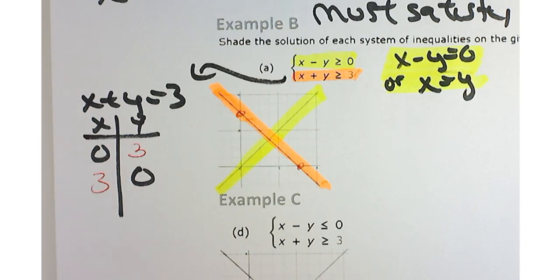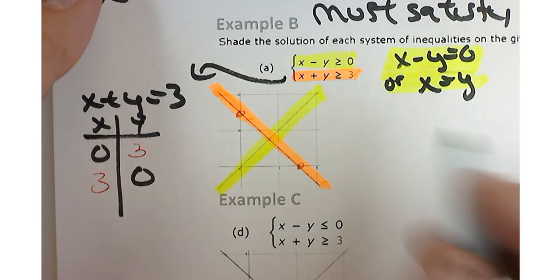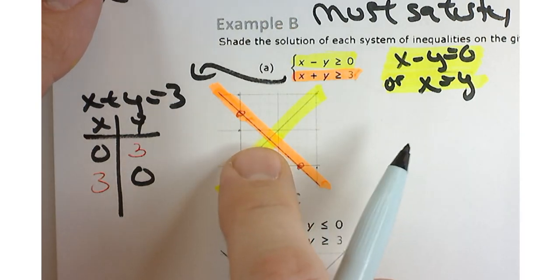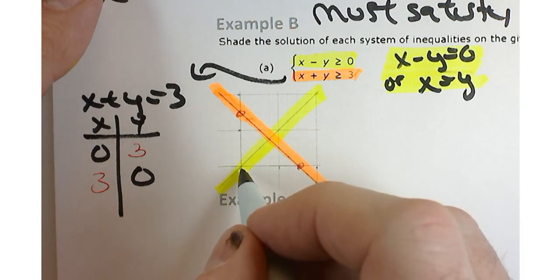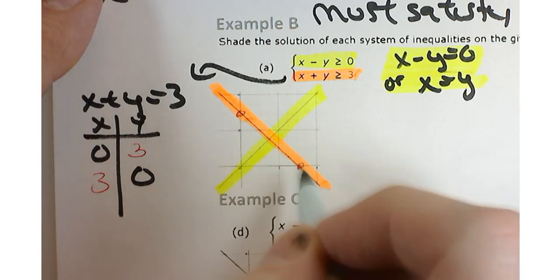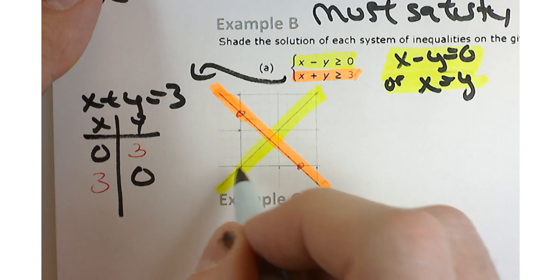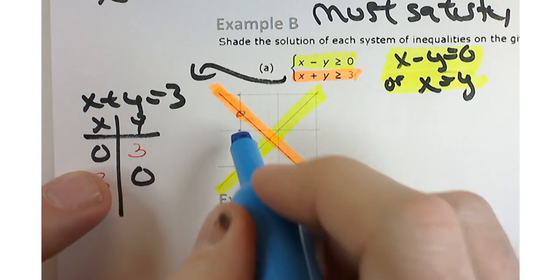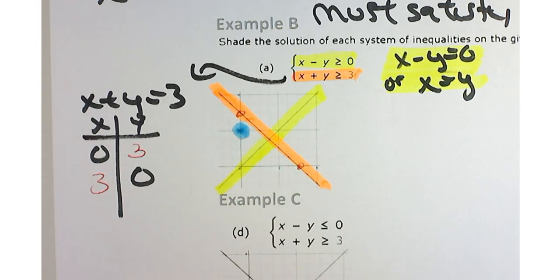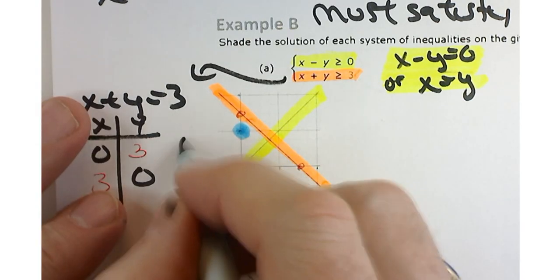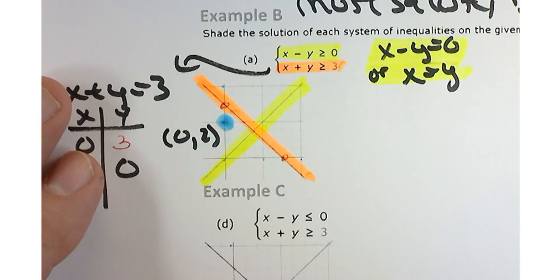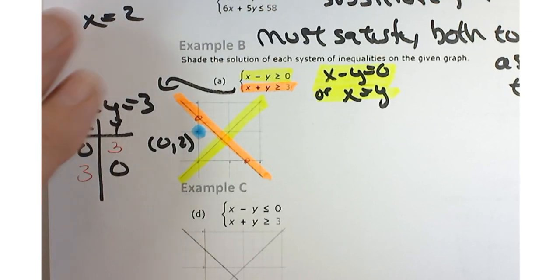But we're not done. We have to decide what side of the line each of these things get shaded on. So in this first one, I need a test point other than 0, 0. I could use 0, 0 to test this line, but I can't use it to test this line. So I'm going to pick the point 0, 2. And that's going to be my test point for both inequalities.